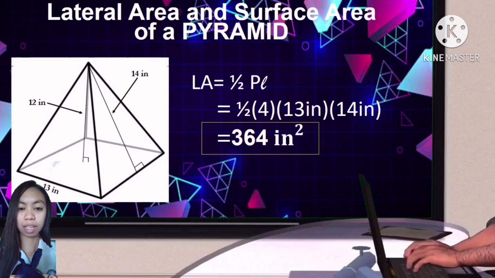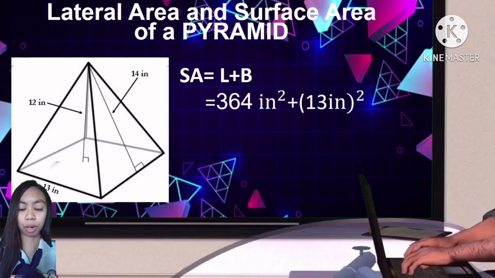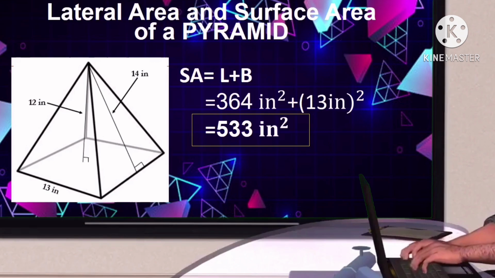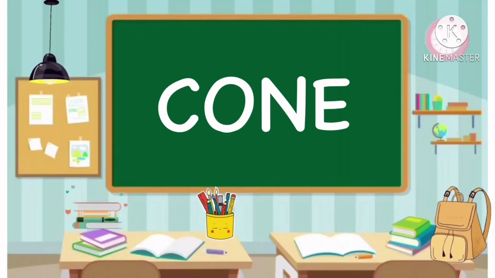For surface area, S equals L plus B, or lateral area plus base, which is equal to 364 plus 13 squared, which equals 533 inches squared. So that is how to compute the lateral and surface area of a pyramid. Next is cone.